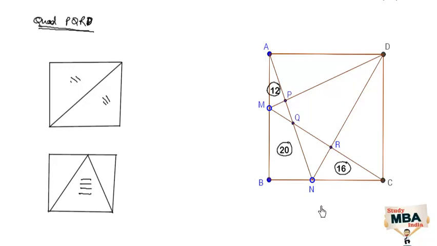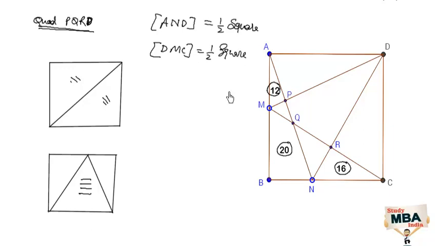So now let's come back to this question. Now let us observe the triangle AND. If I observe triangle AND and its area, then I can say that this is half the area of the square. Similarly, the area of triangle DMC will again be half the area of the square. Correct? So if I add these two triangles, then definitely this will be equal to the area of the square completely.